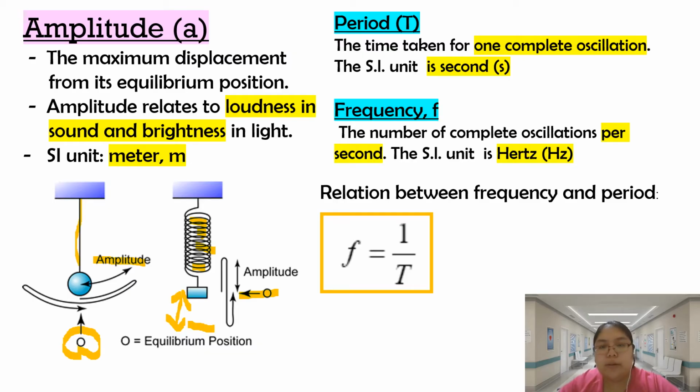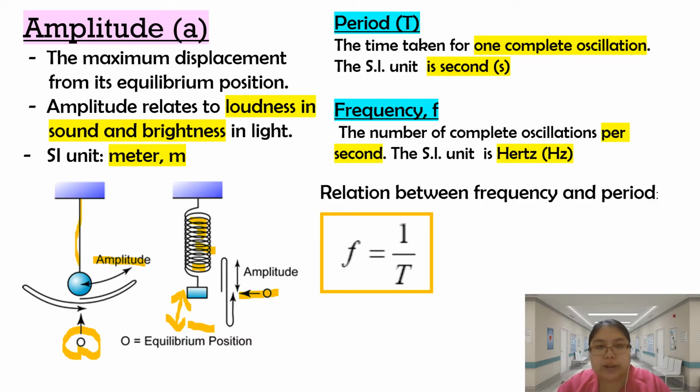Okay, period. Period means the time taken for one complete oscillation. So I let you oscillate one time, and I need to know the time taken. That one we call period. Remember we did the experiment for the pendulum. I asked you to do 20 oscillations. Why do we need 20 times? Because we need to find the period. Period means one complete oscillation, and the time is how long.